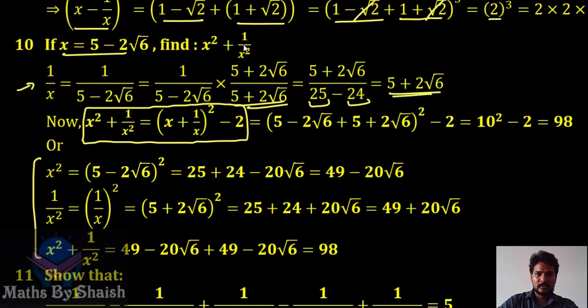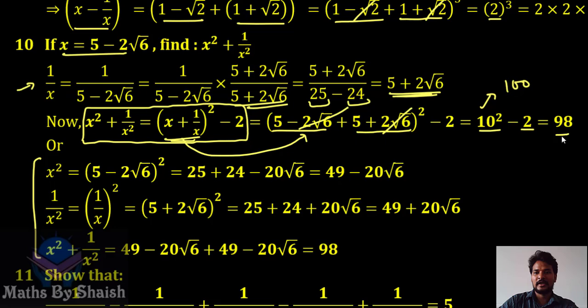Now we put x square plus 1 upon x square as (x plus 1 upon x) whole square minus 2, so we will get here x value plus 1 upon x value, which we have here, and then we see that these two got cancelled, and we got 5 plus 5, 10, and whole square minus 2. So 10 square minus 2, 10 square is 100, minus 2 is 98.